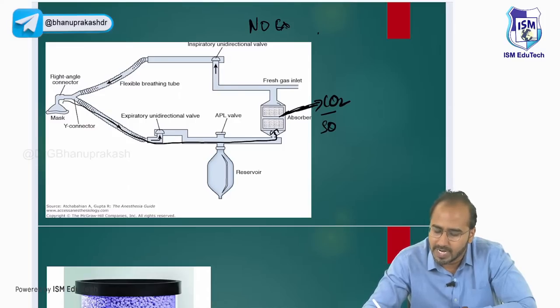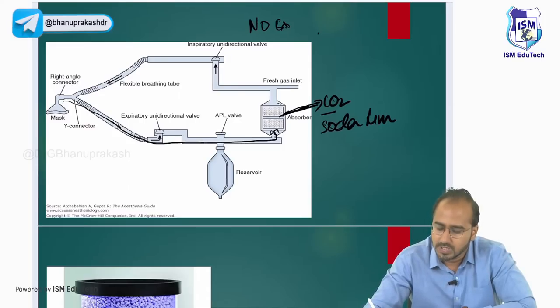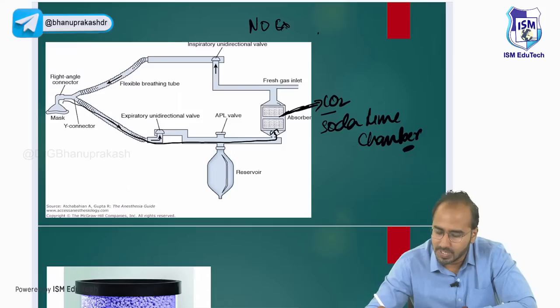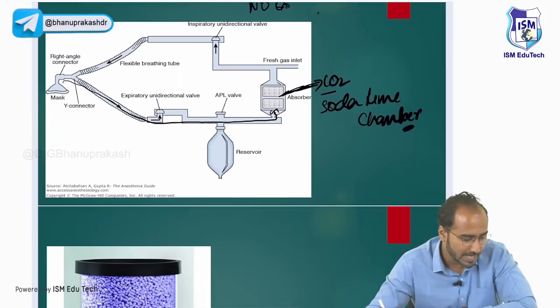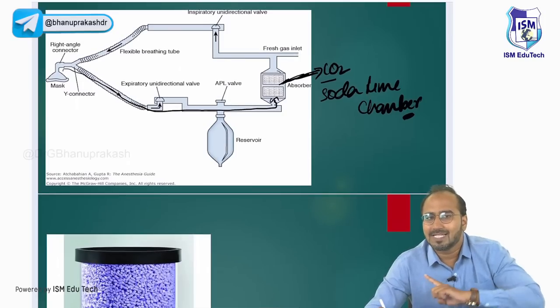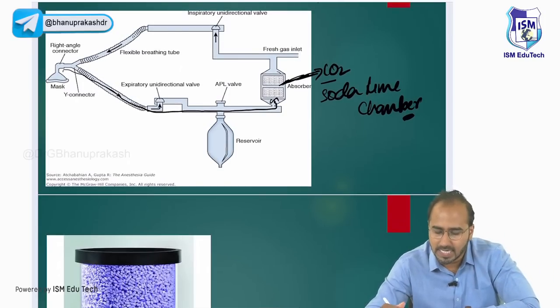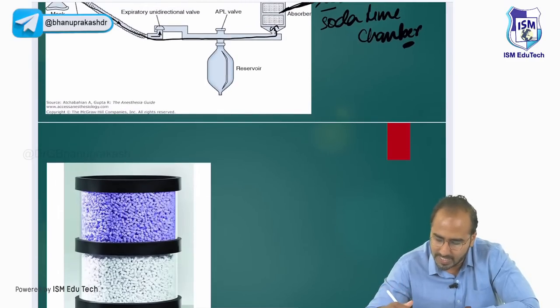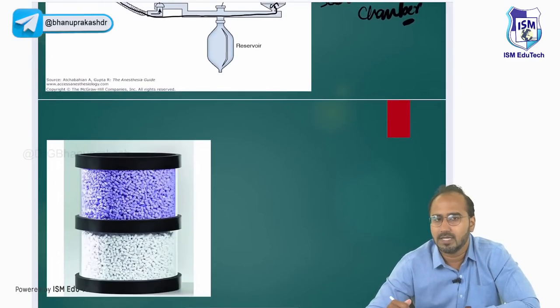What is this chamber, guys? This chamber is the soda lime chamber. In a closed circuit, you have a soda lime chamber. Now everyone look over here. In a closed circuit, the gases are not going into the atmosphere. The gases go into the absorbing chamber called soda lime, and then they get absorbed over here.